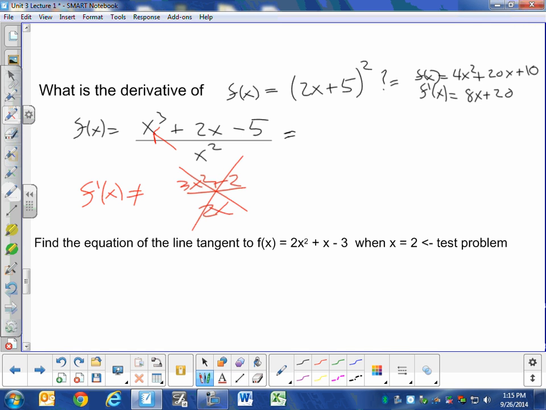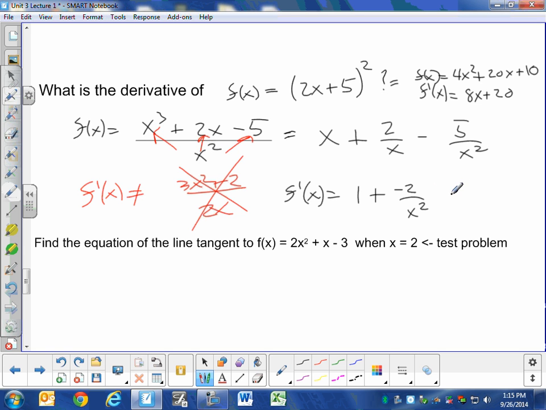Split this into 3 different fractions. x cubed divided by x squared is just x, plus 2x divided by x squared is 2 over x, minus 5 over x squared. Now you take the derivative of that, and I'll do it quickly, it'll take you longer. You get 1, you get negative 2 over x squared, you get positive 10 over x cubed.